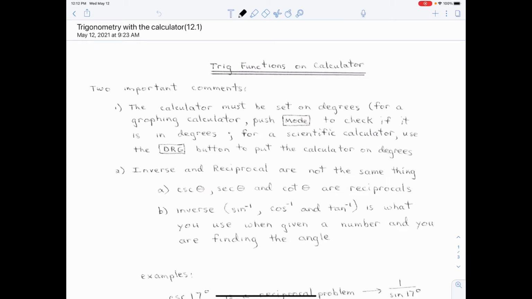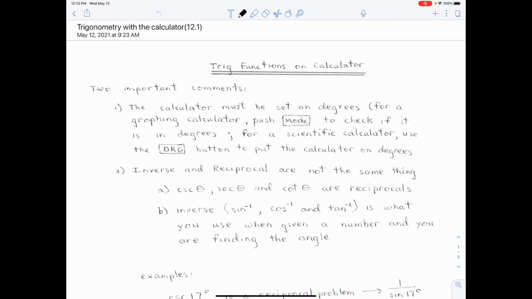Bonjour, mathletes. Okay, today we're going to deal with trig functions on the calculator. First thing I want to mention is that there are different settings on the calculator, and if you don't have it in the proper setting, you're not going to get the proper answer, okay? We're using degrees. There are other things called radians and gradients, okay? Your calculator has to be set on degrees.